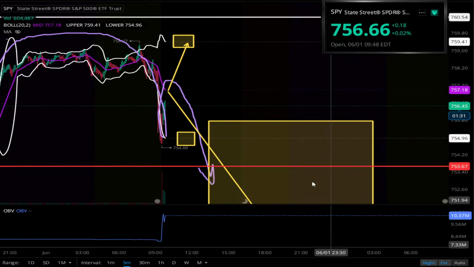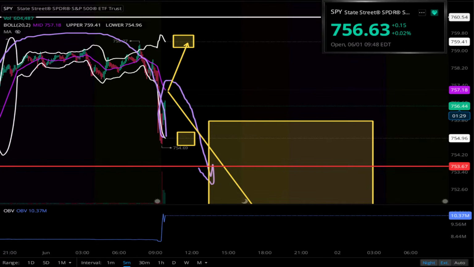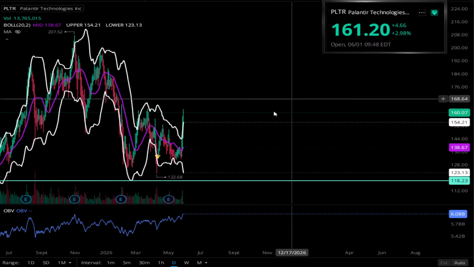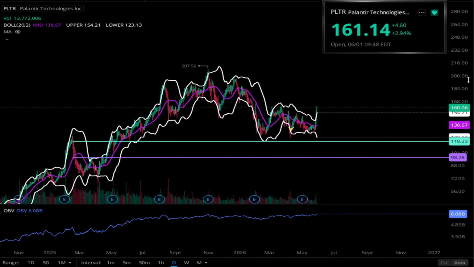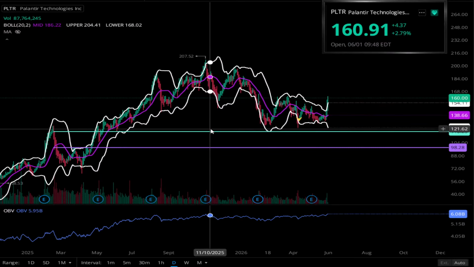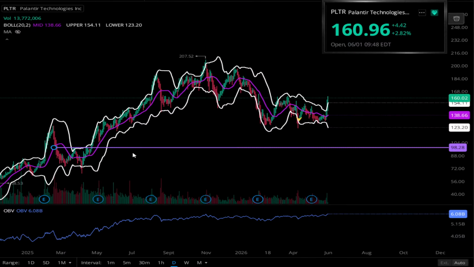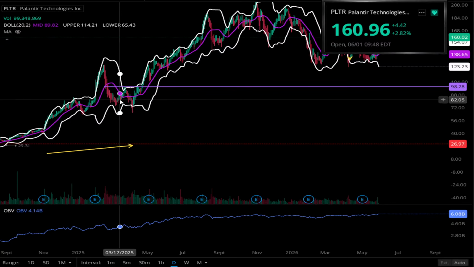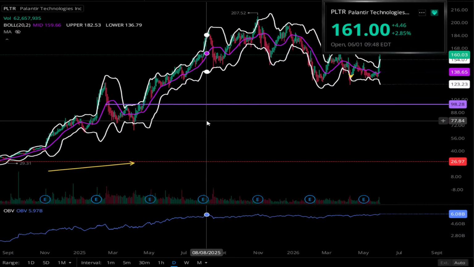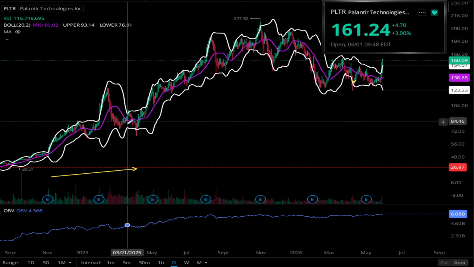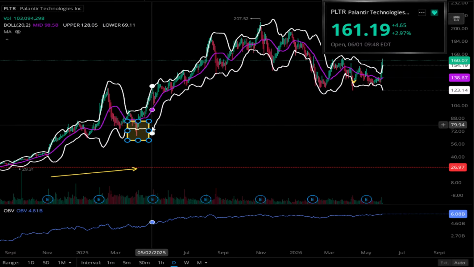But let's go over Palantir. And let's go to the daily time frame. You can ignore these two previous levels. This was back when we were getting ready to buy the dip on Palantir. This is when we bought at basically like $7 a share.